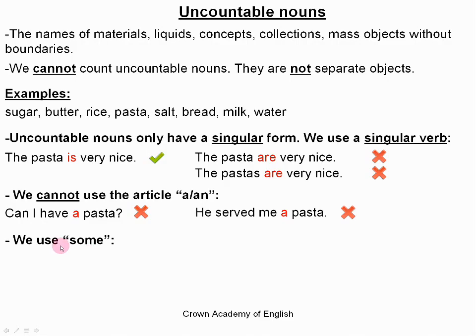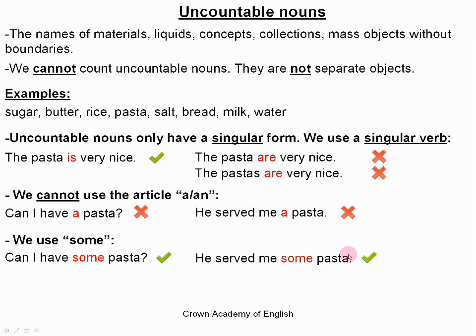But we can use the word some. Can I have some pasta? That is correct. So pasta always stays singular, but we can use the word some before it. He served me some pasta. That is correct. Okay, so that is the definition for uncountable nouns, and that is very important, particularly the rule about being singular.